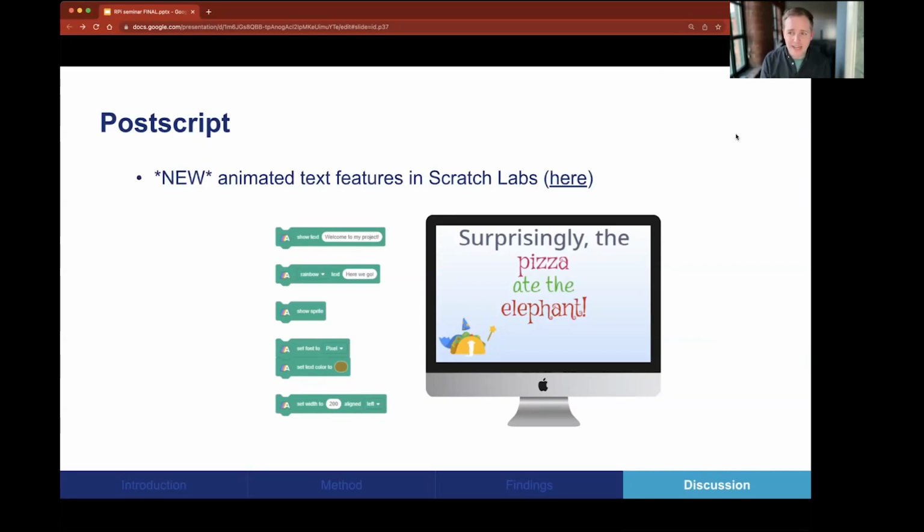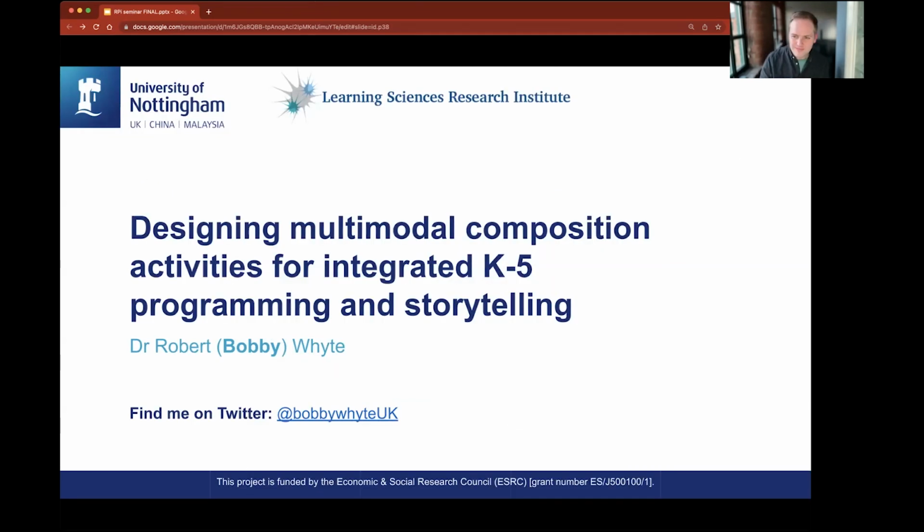My little postscript was that shortly after I finished the thesis and just before the Viva, Scratch released some beta animated text features, which would have made my life so much easier. Rather than creating sprites where you have a costume that is text, or using a narrator, which some students used as well, you can just program text to appear on the screen. So for you teachers out there, I would go to Scratch Labs, because it's quite a lot of fun if you're creating story-based programs.